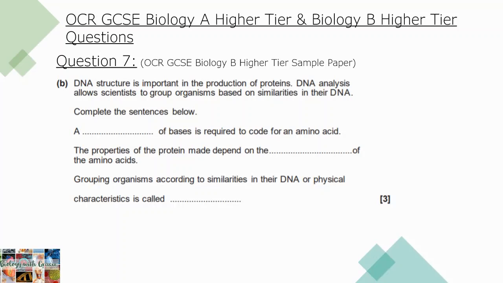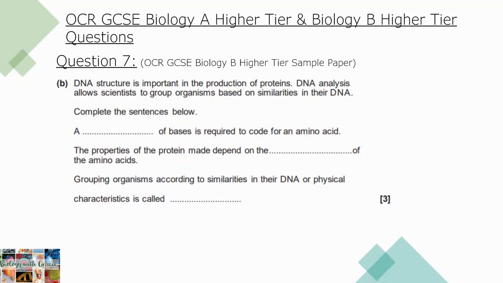acid. So we know that the triplet code is a structure of DNA. So it is in fact a triplet of bases required to code for an amino acid. So a sequence of 3 bases codes for an amino acid, so therefore our answer is a triplet of bases.